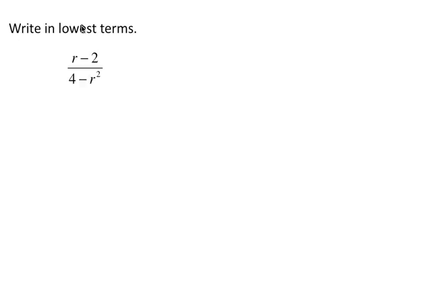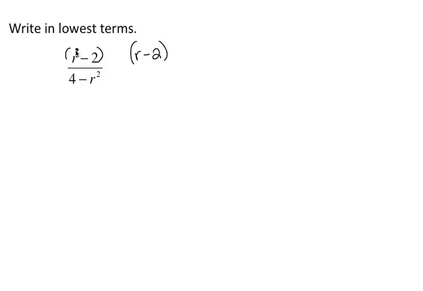Right, in lowest terms. So for this problem, what we need to do is factor the top and factor the bottom and see if we can cancel any of the factors. The top part is already in factor form. There's nothing that we can factor out of r minus 2, so we're just going to rewrite that, r minus 2.